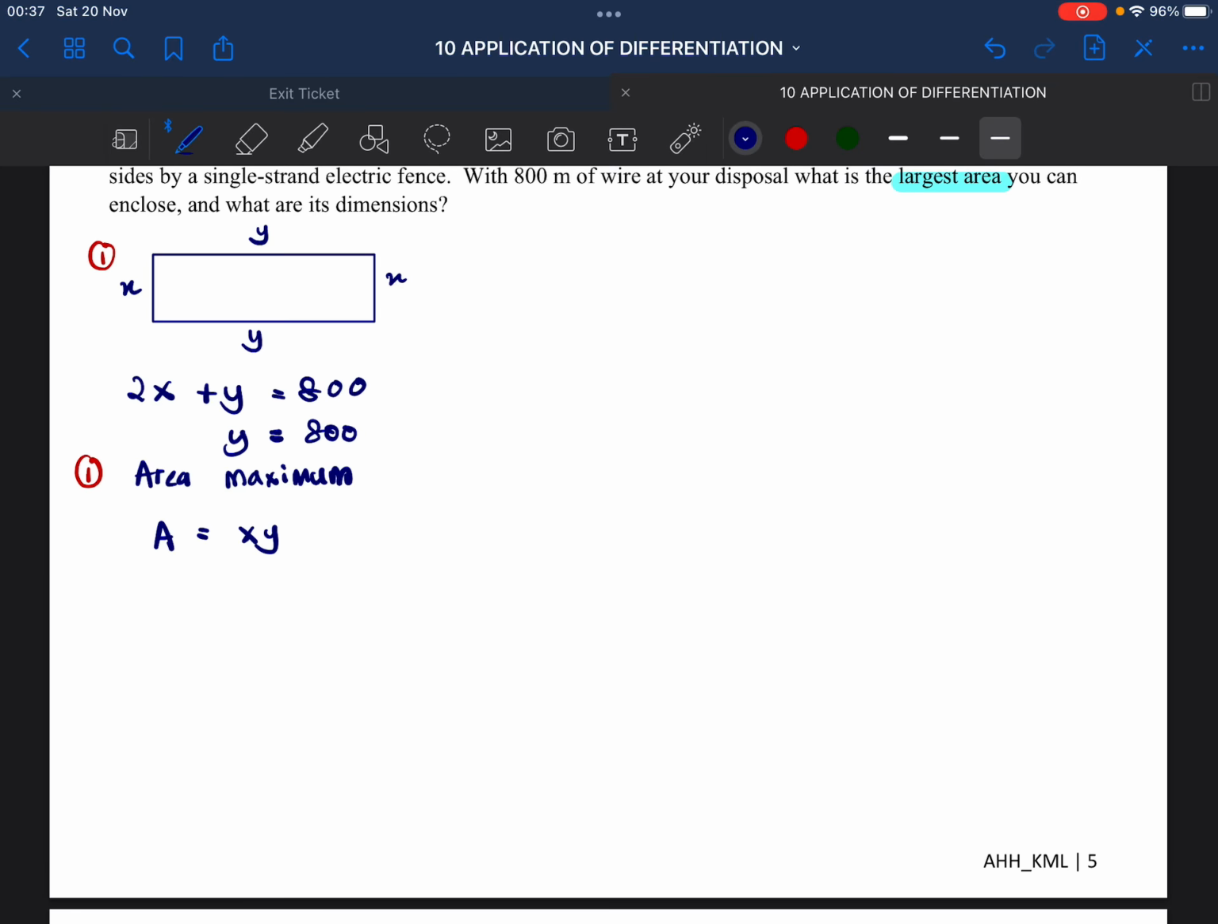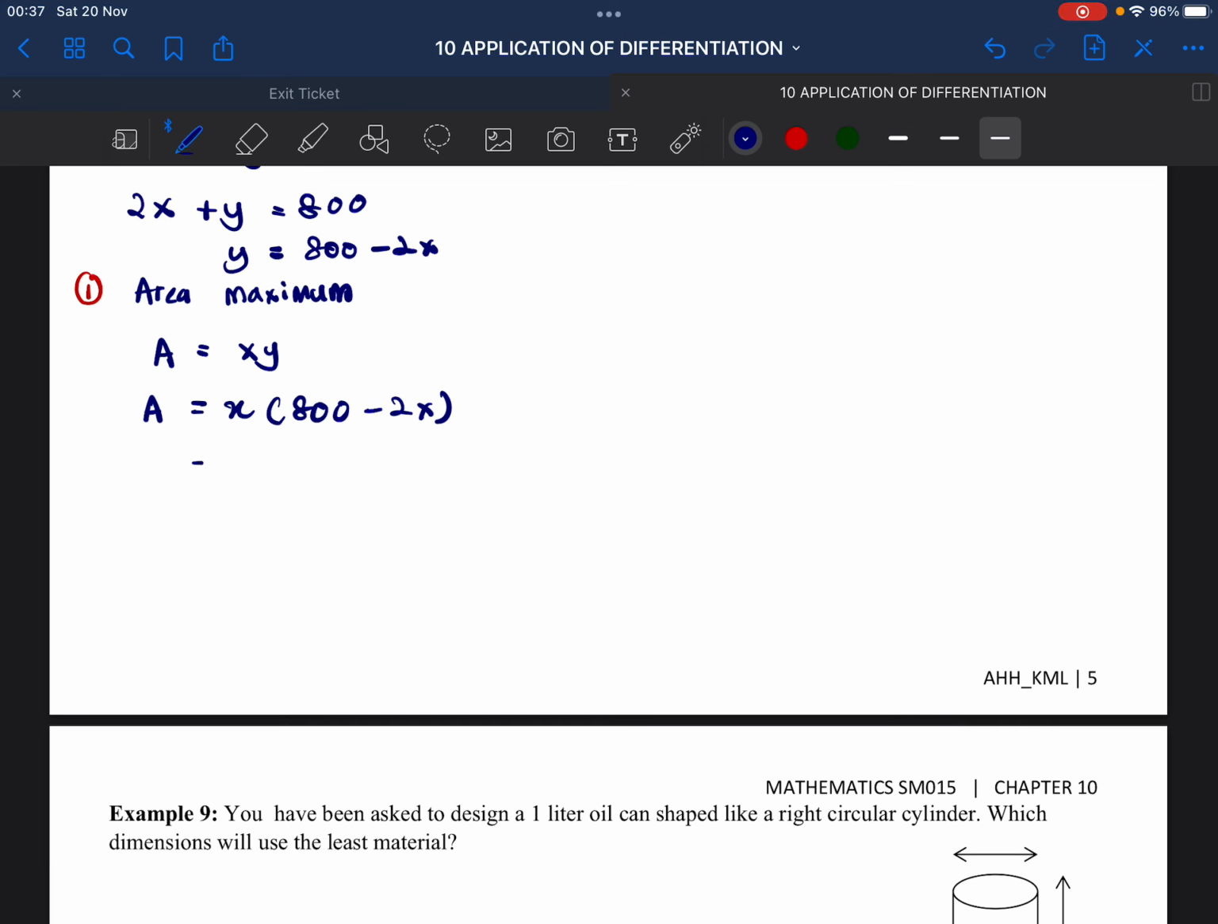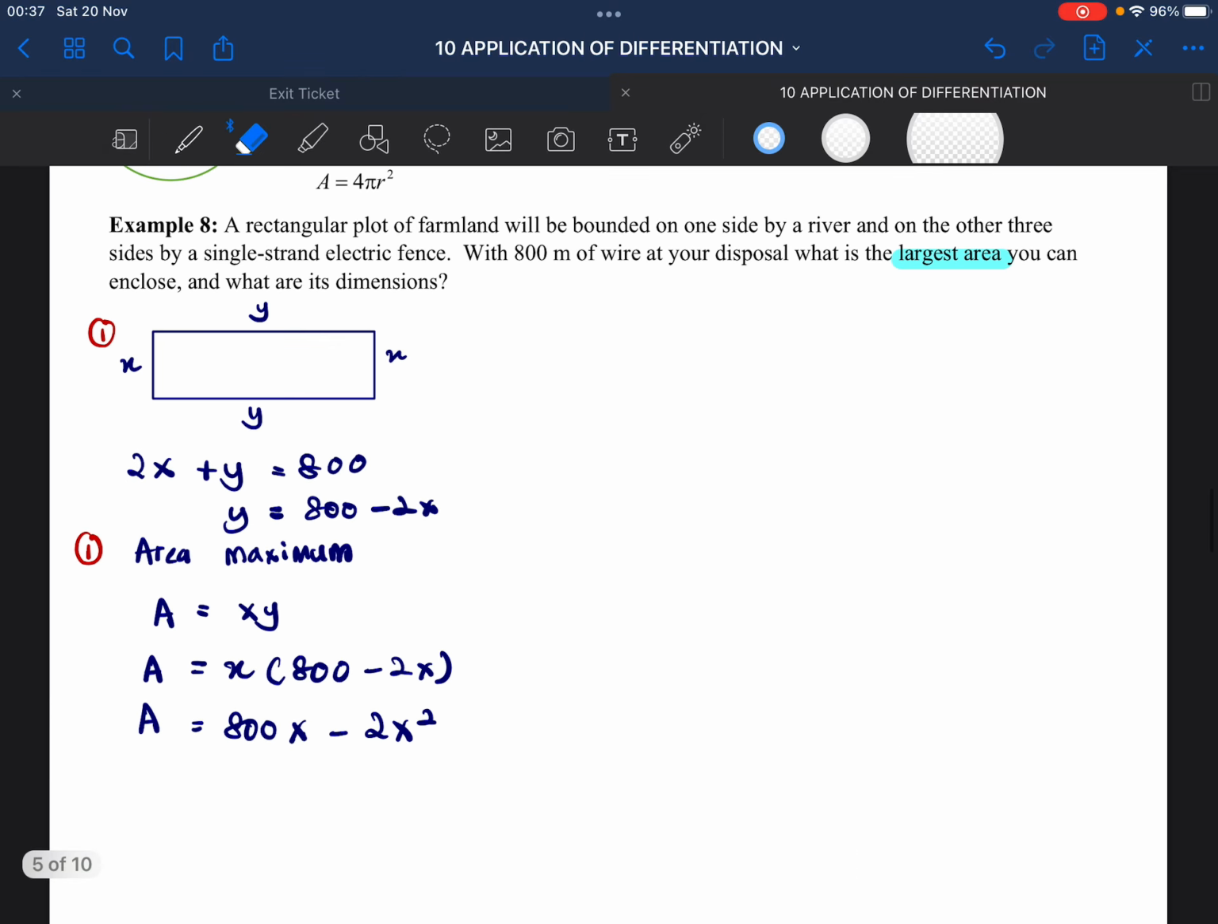So y equals 800 minus 2x. Now we are going to substitute our y into here. So that's going to be x times 800 minus 2x. So now as you can see, you already have your area in a single variable. So we have A equals 800x minus 2x squared. So that is your first step. That is your second step.